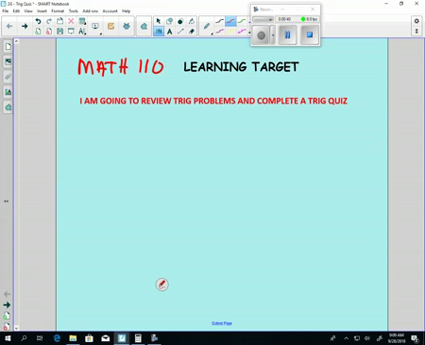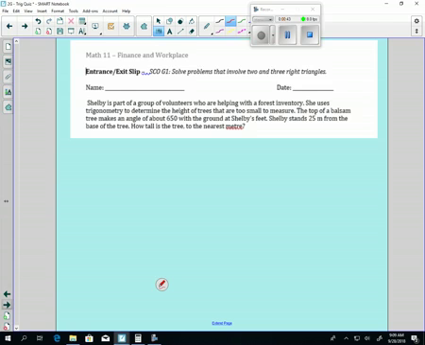So let's look at a couple of these problems. A word problem where we have to develop a scenario. We have to establish what type of trig ratio we need to use. So here we have Shelby, part of a group of volunteers who is helping with the forest inventory. They're trying to determine the height of trees. Like I said yesterday, this is quite familiar.